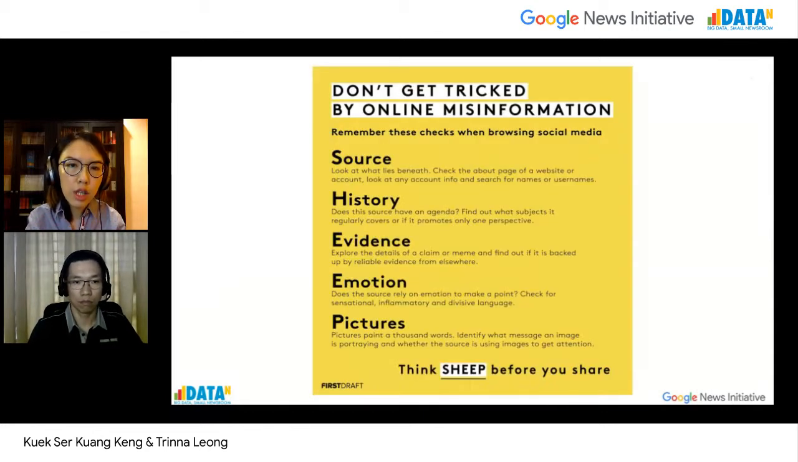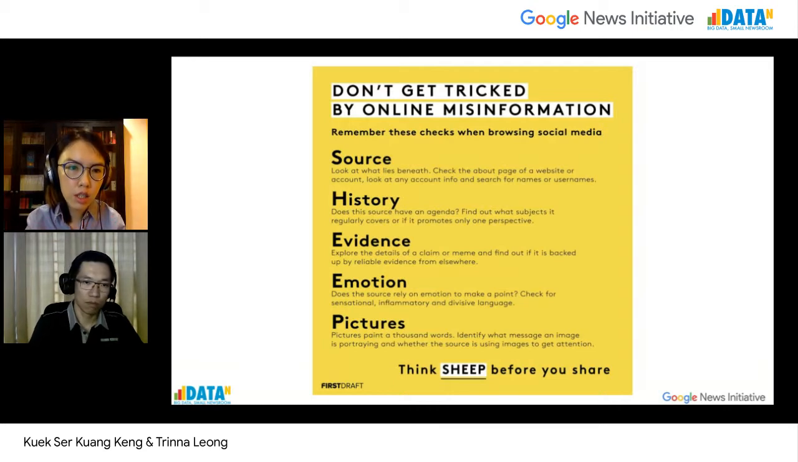We like to share this with you because we find it's a very good formula. This is done by First Draft, a US-based organization that does training on misinformation. They call it SHEEP. Basically, when you receive information, think like a sheep. S is about thinking about who the source is, right? Even if you don't know, try to find out.